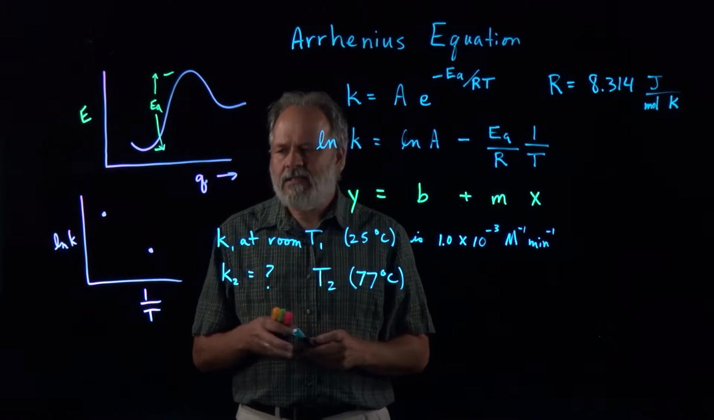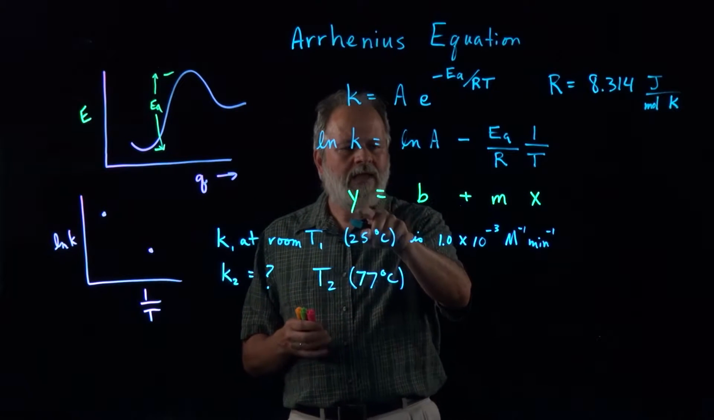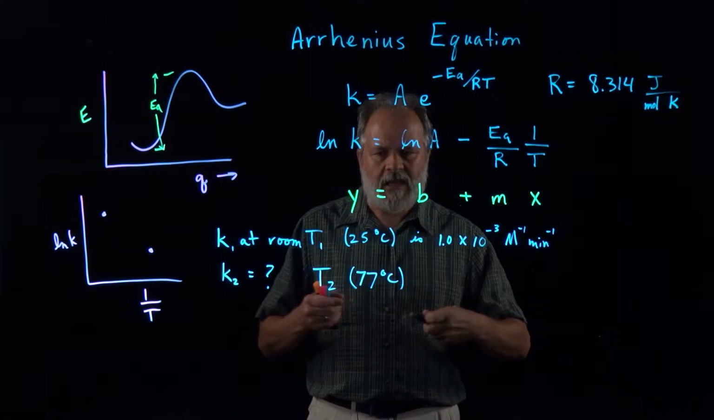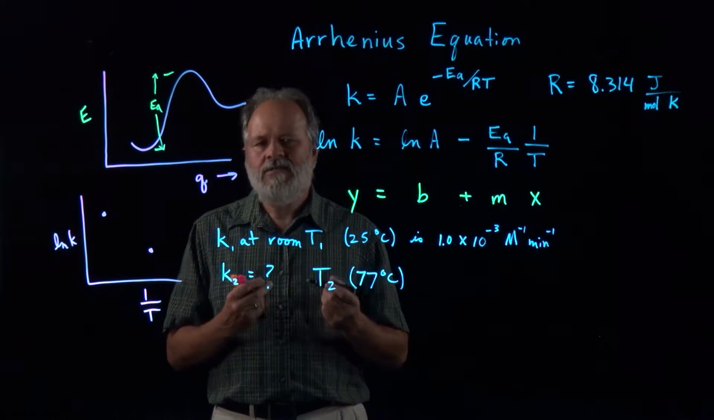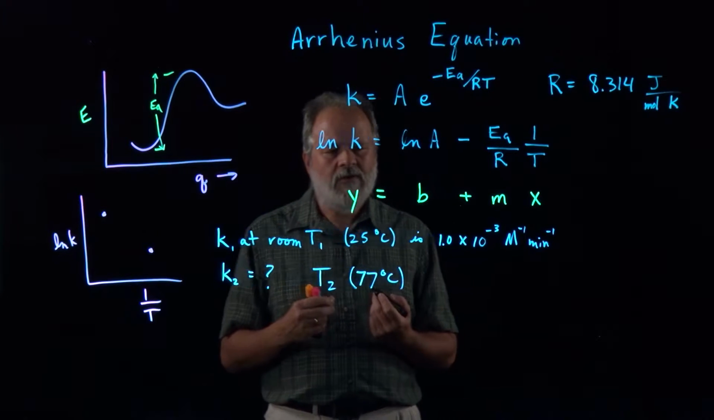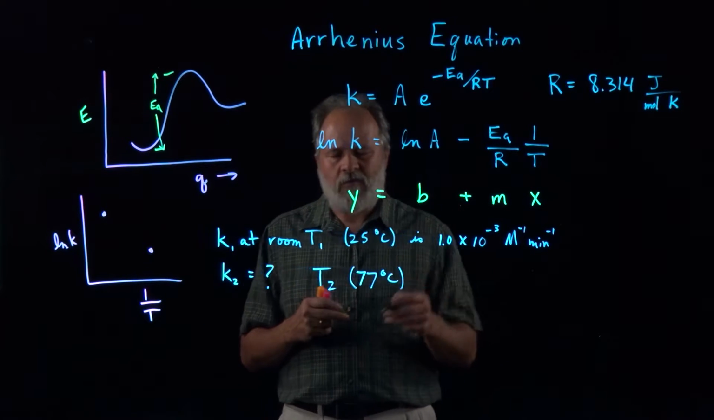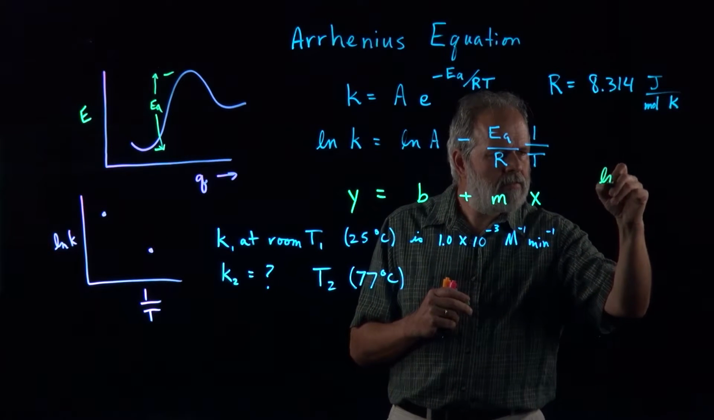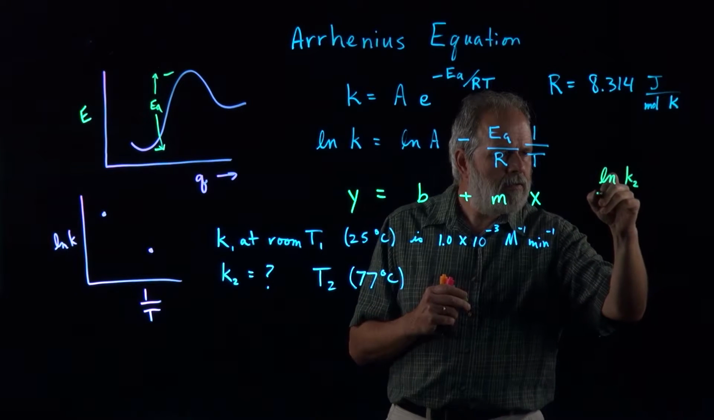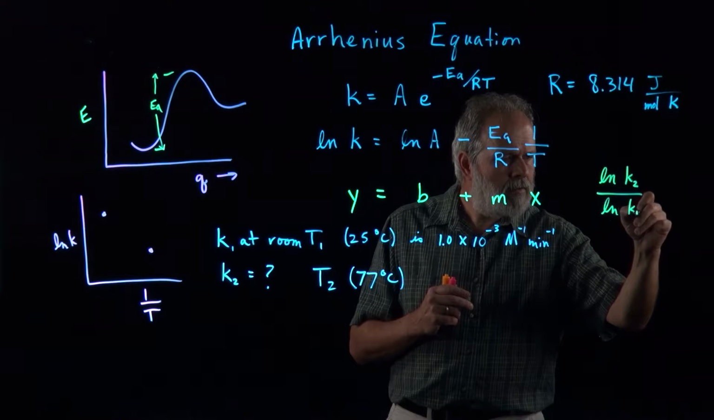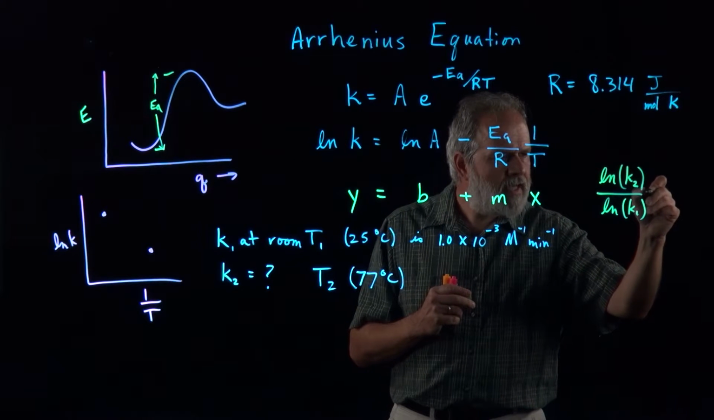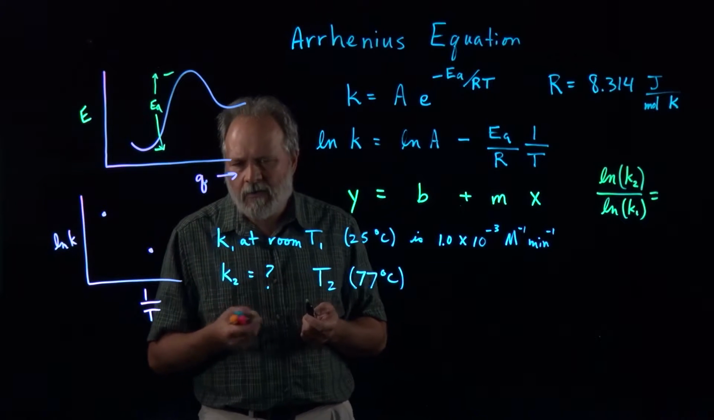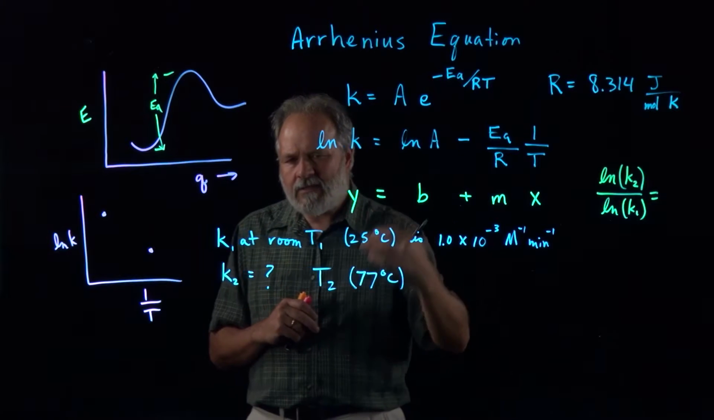The other thing to realize is that the linear form, y equals mx plus b, is one form of the line, but there's also another form of the line, and that's the two-point formula. So this equation would be given to you on an exam, or else you could just work with this formula. So the two-point formula is that the ratio of the natural log of K2 over natural log of K1.